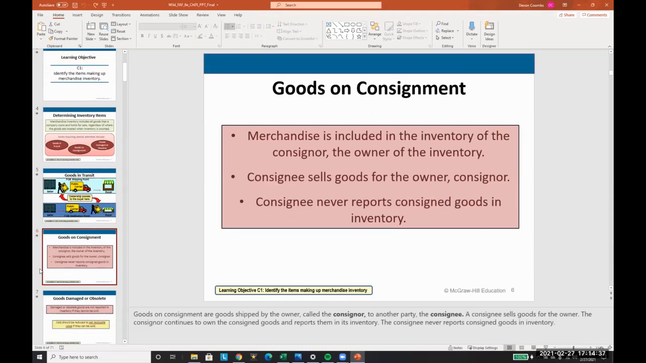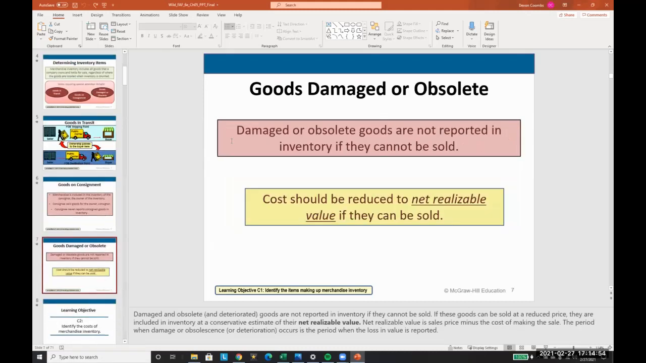So what is the obligation from each party? As a consignee, my obligation is to arrange for a good to be sold. It is no longer for me to own a good and sell it, but I arrange for the good to be sold. So there are these key distinctions you're going to be learning about. And if it's damaged or obsolete, we cannot recognize value because it cannot be sold.